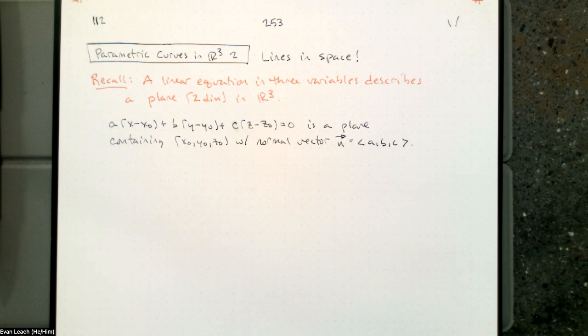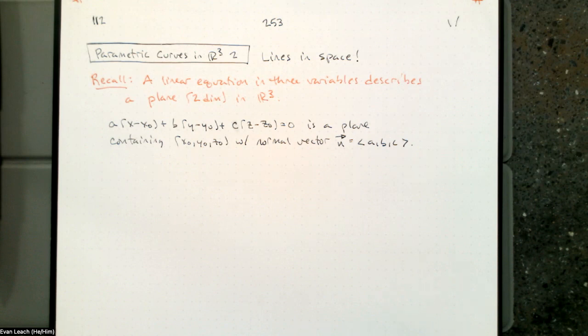We can do the three-dimensional things. We can do the two-dimensional things. Now we need to be able to describe one-dimensional things in three-dimensional space. And we're going to do this by writing parametric equations or parametric curves. We're going to do this by parameterizing the curve.